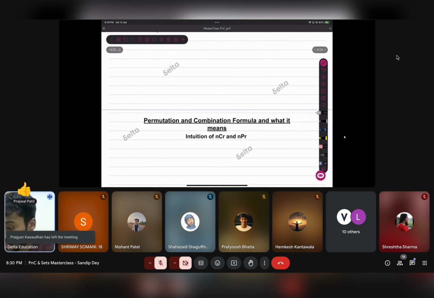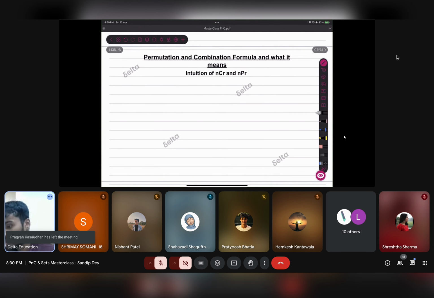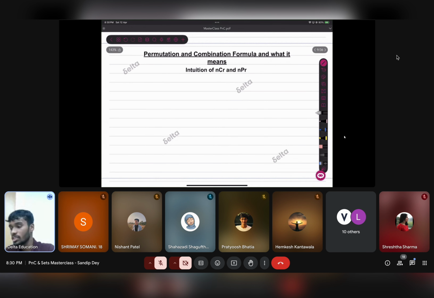Okay, so now let's move on to our next concept, that is permutation and combination formula and what it means.